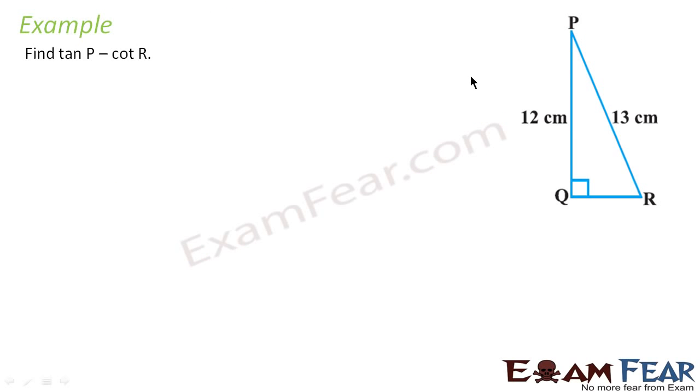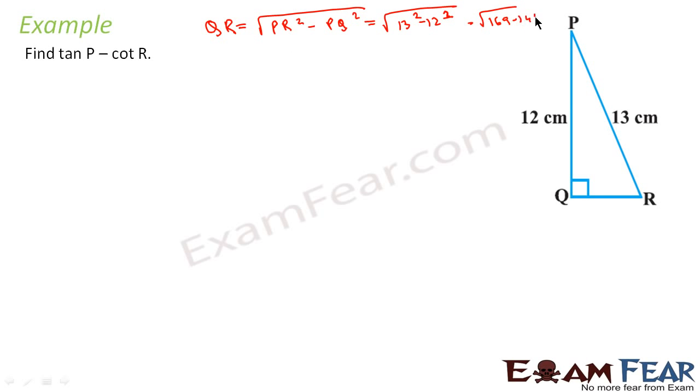So in this question, we have to find tan P minus cot R. First, let's find the side QR. By Pythagoras theorem, QR is nothing but root over the biggest side, that is PR square minus PQ square. This is root over 13 square minus 12 square. So this becomes root over 169 minus 144, which is root over 25, which becomes 5. So QR is 5 centimeter.